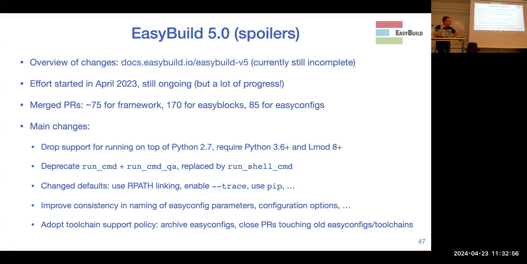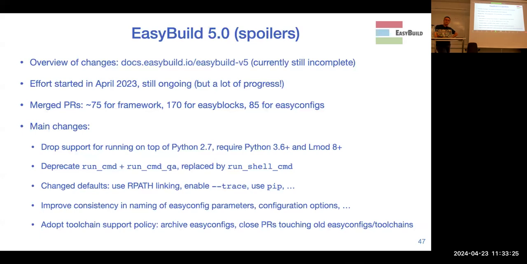There are some main breaking changes there. Python 2.7 will no longer be supported. You'll need at least Python 3.6 and at least Lmod 8 if you're using Lmod. Internally, we've changed some stuff. Simon is going to talk about all the details. The defaults out of the box will be a little bit different. So EasyBuild will behave a little bit differently, but you can reconfigure it to go back to what EasyBuild 4 was doing by default if you prefer that.